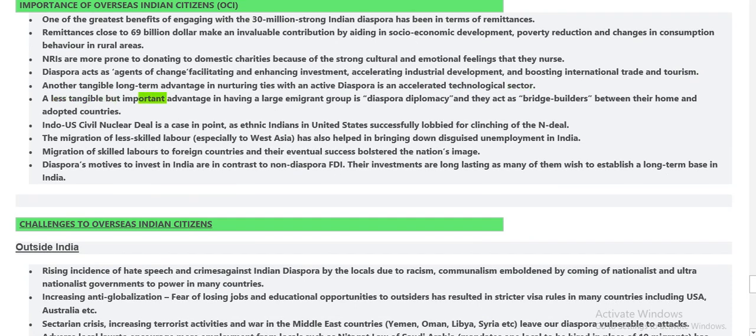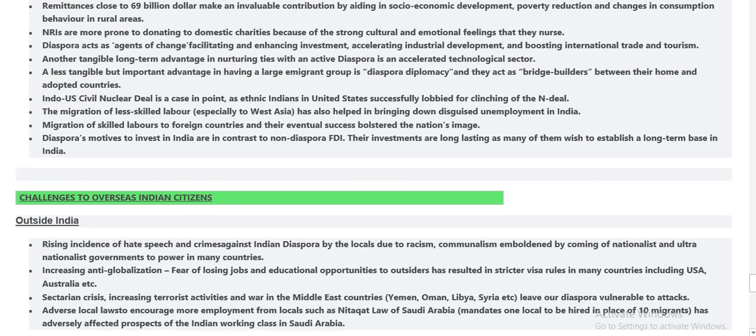Diaspora acts as agents of change, facilitating and enhancing investment, accelerating industrial development, and boosting international trade and tourism. Another tangible long-term advantage in nurturing ties with an active diaspora is an accelerated technological sector. A less tangible but important advantage in having a large emigrant group is diaspora diplomacy, and they act as bridge builders between their home and adopted countries.